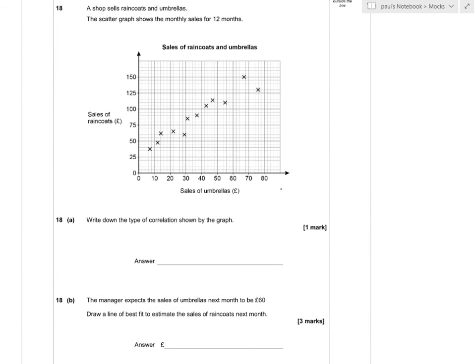A shop sells raincoats and umbrellas. Brilliant. The scatter graph shows the monthly sales for 12 months. Write down the type of correlation. Well, it's a positive. Now, the manager expects the sales of umbrellas next month to be £60. Draw a line of best fit to estimate the sale of raincoats next month.